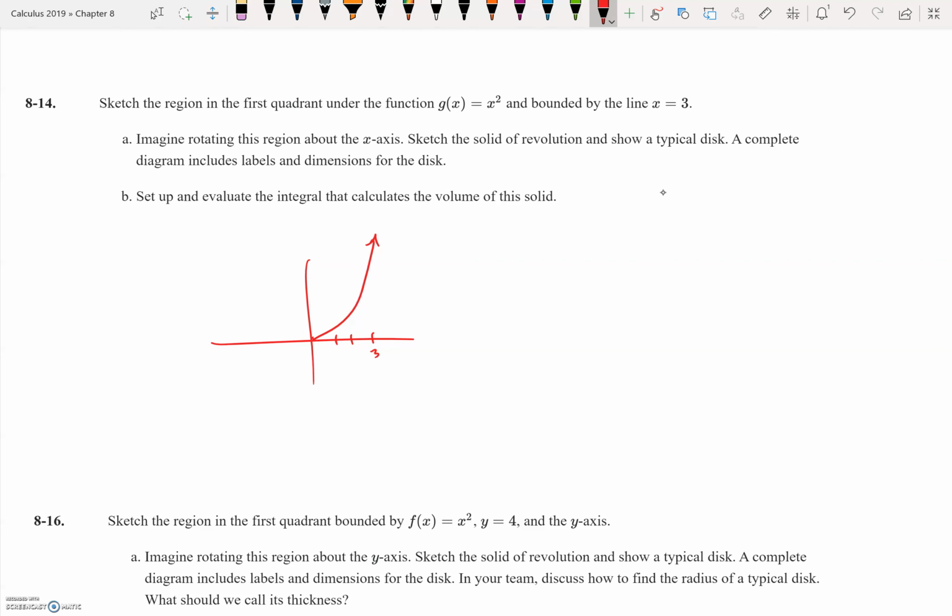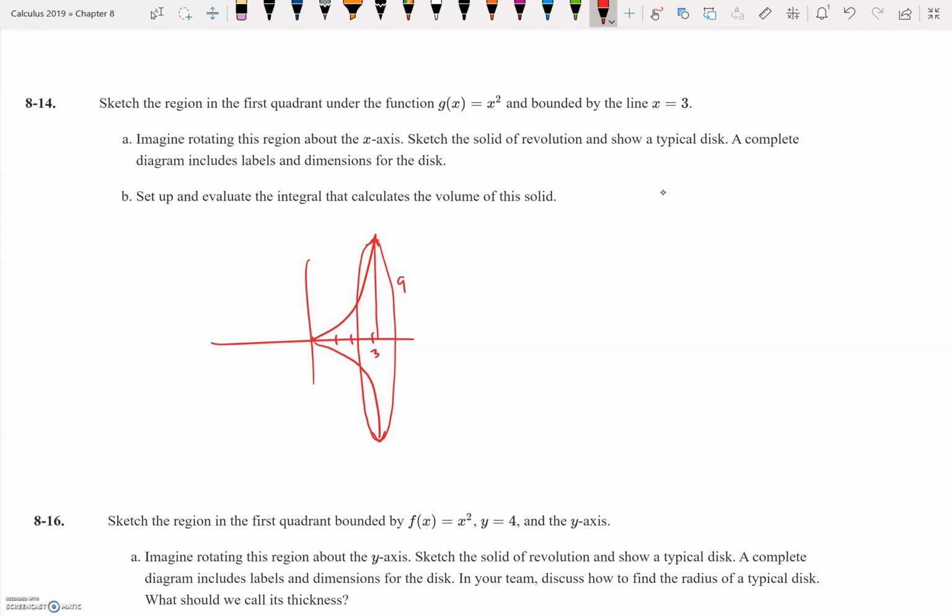And then we're going to rotate this around the x-axis. So we're going to rotate it around here. So we end up getting a nice cone shape here. It's going to have some height. The height is going to be 3 squared, which is 9. So it's going to be the radius of our largest endpoint here. The radius of our beginning point is going to be 0.